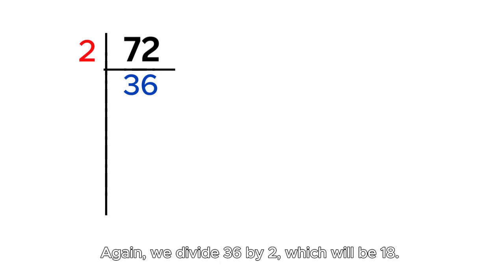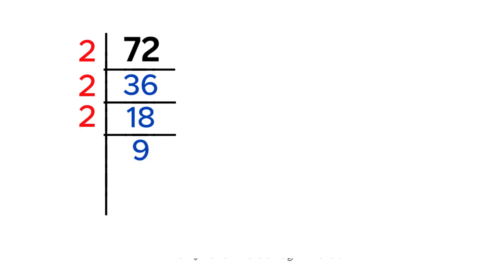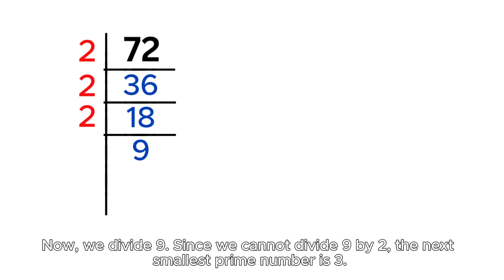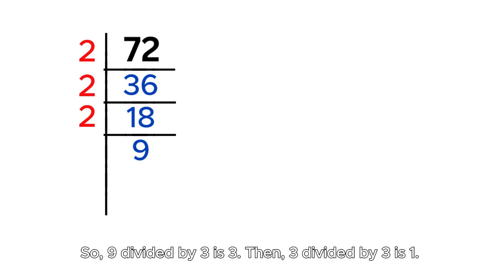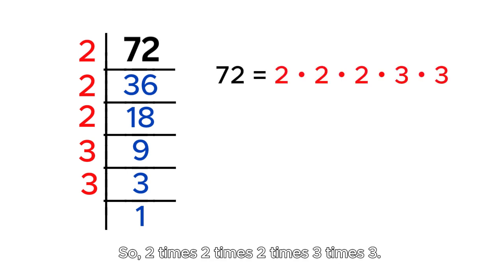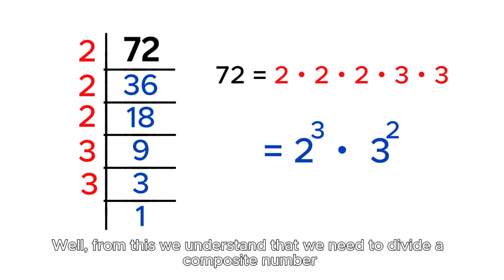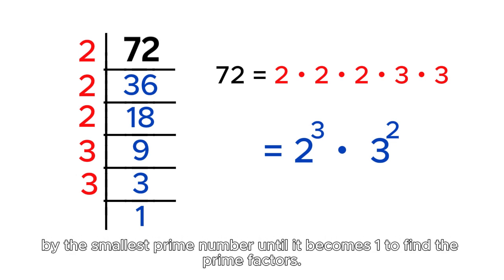Again, we divide 36 by 2, which is 18. Then 18 divided by 2 is 9. Now, since we cannot divide 9 by 2, the next smallest prime number is 3. So 9 divided by 3 is 3. Then 3 divided by 3 is 1. The prime factors of 72 are 2, 2, 2, 3, and 3. So 2 times 2 times 2 times 3 times 3. This means 2 to the third power times 3 to the second power. From this we understand that we need to divide a composite number by the smallest prime number until it becomes 1 to find the prime factors.